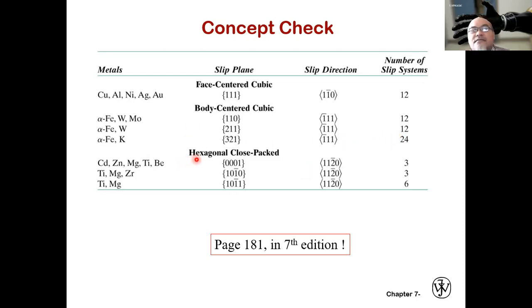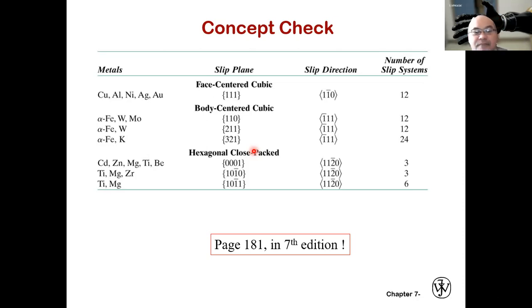If the slip plane is the {321} plane, which could occur 8 times, 8 different kinds of {321} family plane within a single body center cube, then you could have 8 times 3, 24 slip systems.